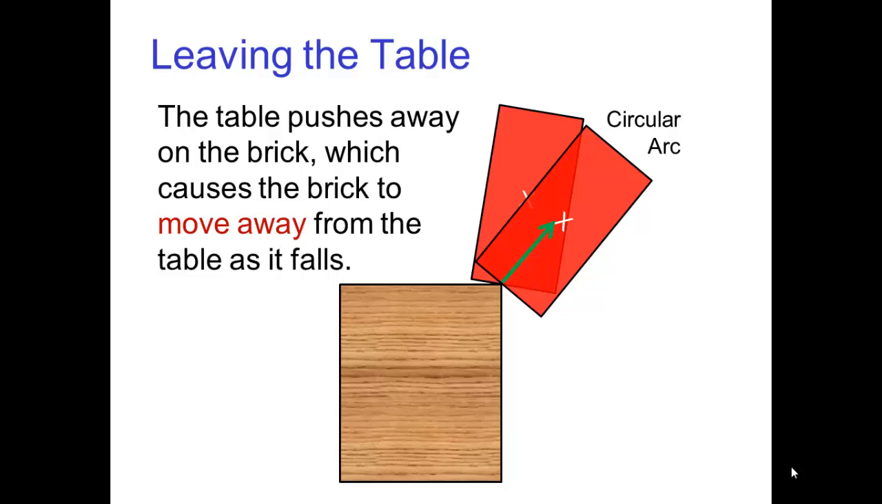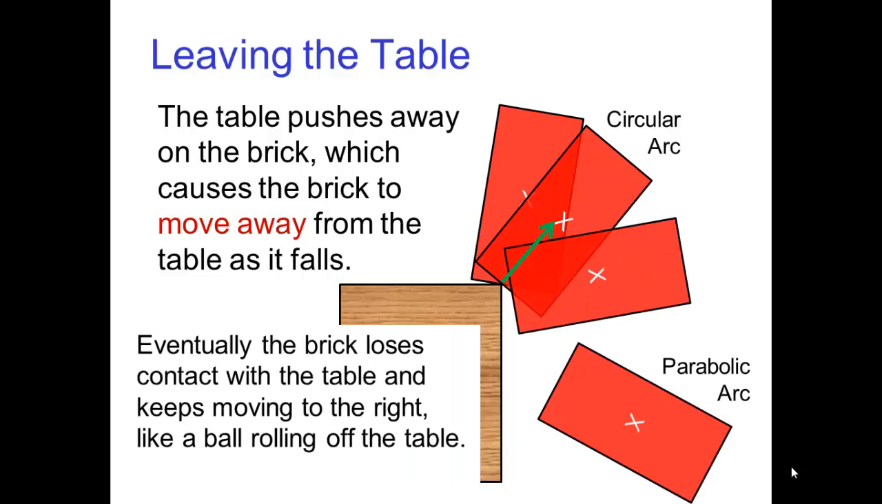The table pushes away on the brick, which causes the brick to move away from the table as it falls. Eventually, the brick loses contact with the table and keeps moving to the right, like a ball rolling off of a table. Once the brick is in the air, its path of action becomes a parabolic arc.